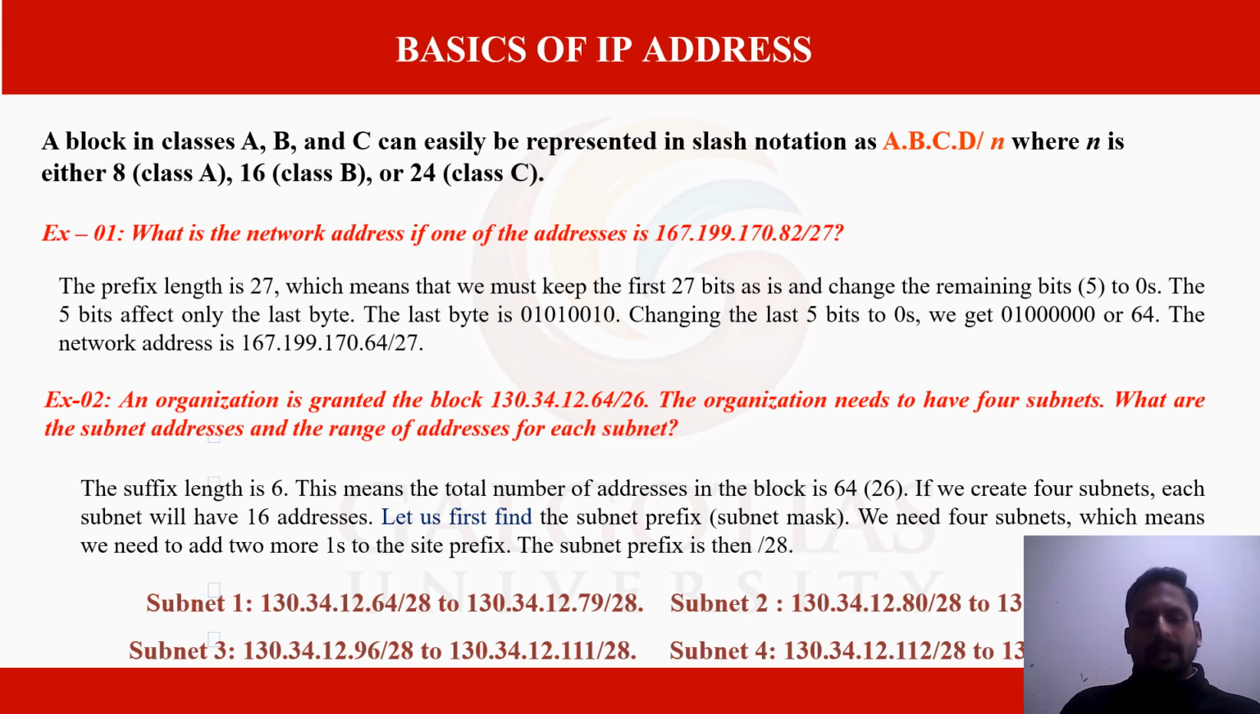We need to add an extra 16 addresses for each and every subnet. So that subnet contains that initial address and then the ending address, right? If 64 is the initial address, then the ending address of the subnet 1 group is 79, and then subnet 2 will start from 80. That means 130.34.12.80. We need to add 16 addresses here, so obviously it will come to 96.